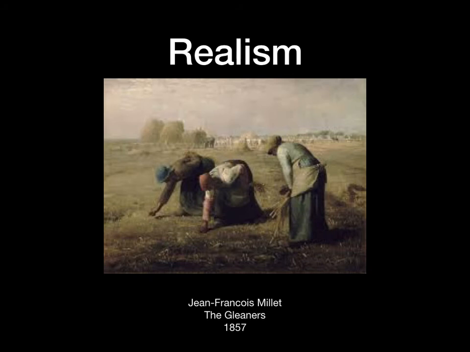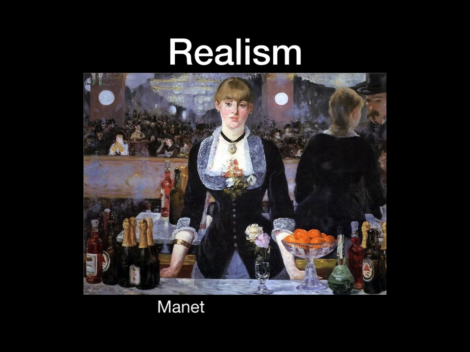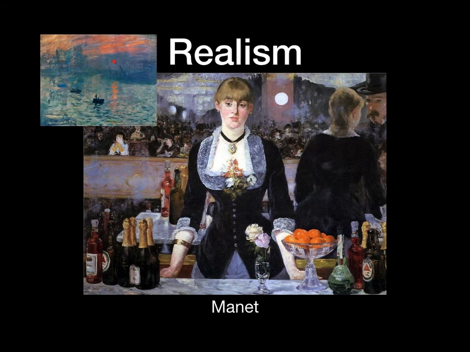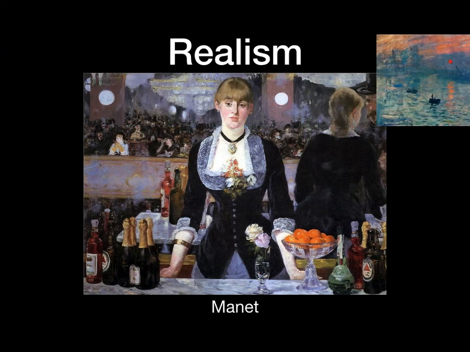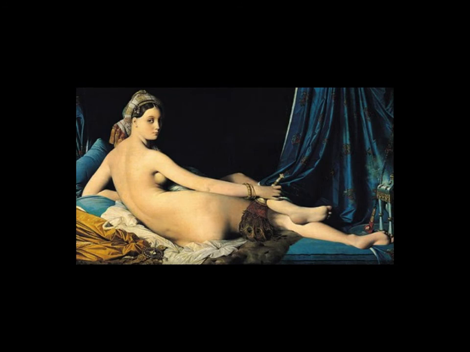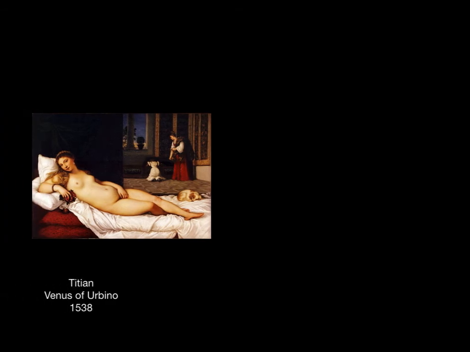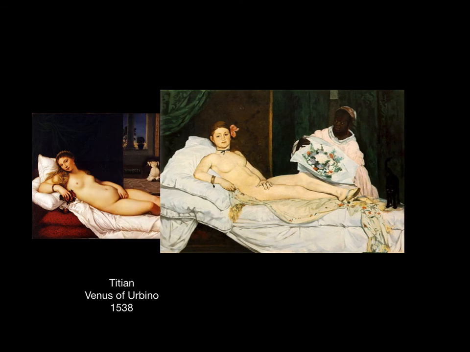Another realist we're going to be looking at is Manet, not to be confused with Monet, who comes later. So, we've seen many nude females, but we're going to compare the Venus of Urbino and the realist version that's titled Olympia by Manet.